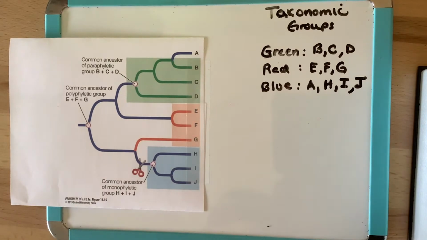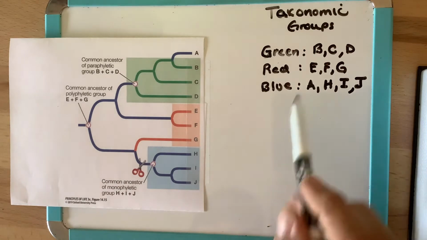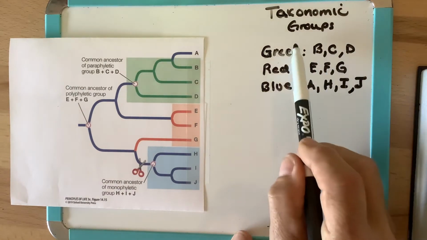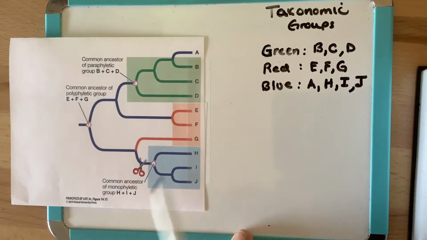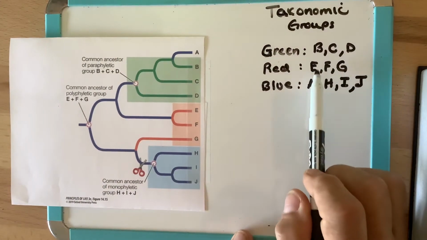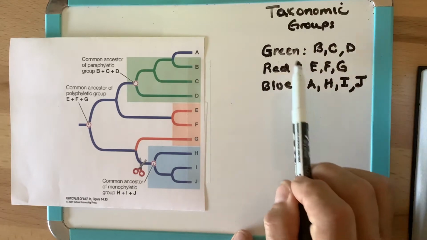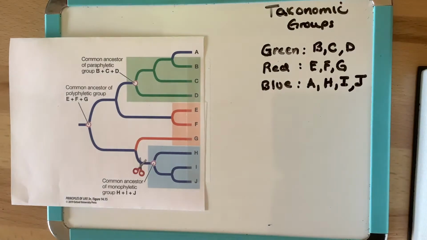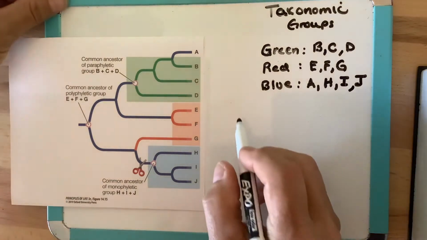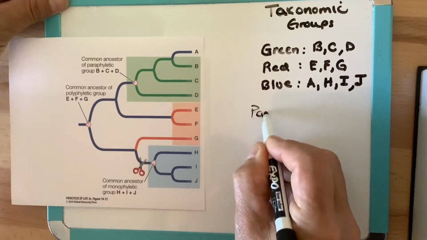So as currently classified, taxa B, C, and D are all in the green group. And this is an example from your textbook. And as currently classified, taxa E, F, and G are all in the red group, while A, H, I, and J are all in the blue group. But occasionally, we'll come across groups that don't reflect evolutionary history. And let's go ahead and take a look at what's referred to as a paraphyletic group first.